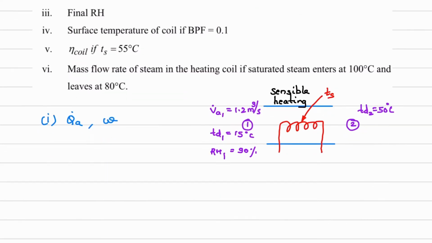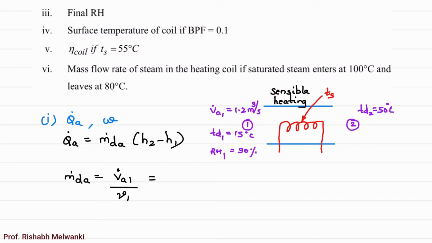So Q dot A is equal to m dot dA into H2 minus H1. Okay, now m dot dA, how to calculate this value? We have seen the equation of m dot dA, right? We have derived this. It is V dot A1, the volume flow rate at 1, upon the specific volume at 1. The volume flow rate at 1 is given in the question, 1.2 meter cube per second. So 1.2 divided by the specific volume V1, which is 0.83 meter cube per kg.